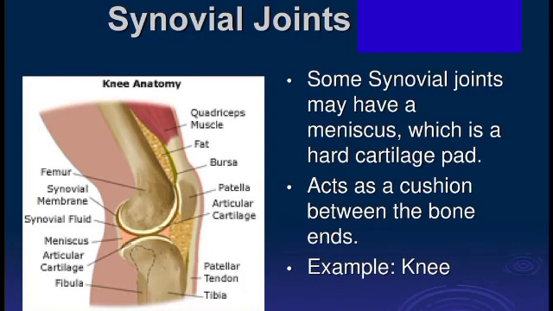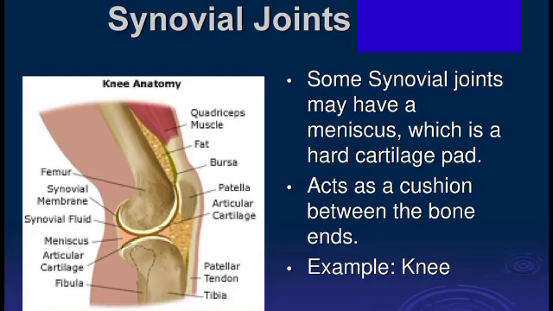Some synovial joints may have a meniscus, which is a hard cartilage pad that acts as a cushion between the bone ends. Example: knee. The adjacent surfaces of the bones are covered with a cartilage known as hyaline cartilage. They are surrounded by a fibrous articular capsule, which is strengthened by ligaments. Tendons of muscles pass over these joints and play an important role in stabilizing them. The opposing bones are provided a smooth surface by the hyaline cartilage. They are lubricated by the synovial fluid.